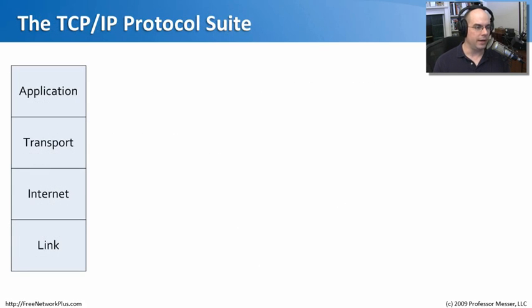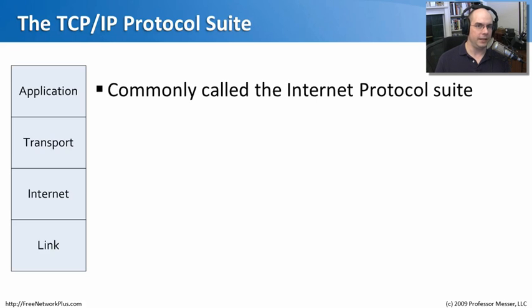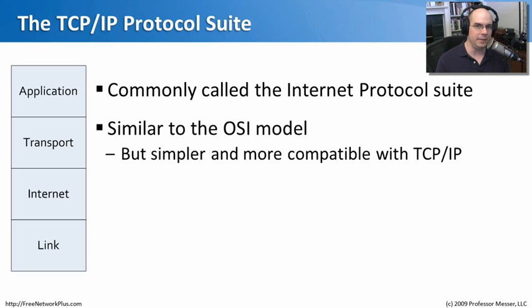Let's start by organizing all of these crazy protocol names into something called the TCP/IP protocol suite. You'll often hear this referred to as the Internet Protocol Suite, because that's what the IP in TCP/IP stands for, Internet Protocol. This is very similar to the OSI model. In Chapter 4, we have a video that steps through the OSI model, but this is a suite that has simplified a lot of the things that are in the OSI model, and it really was created to be compatible with TCP/IP, which is the most common protocol used on the internet.